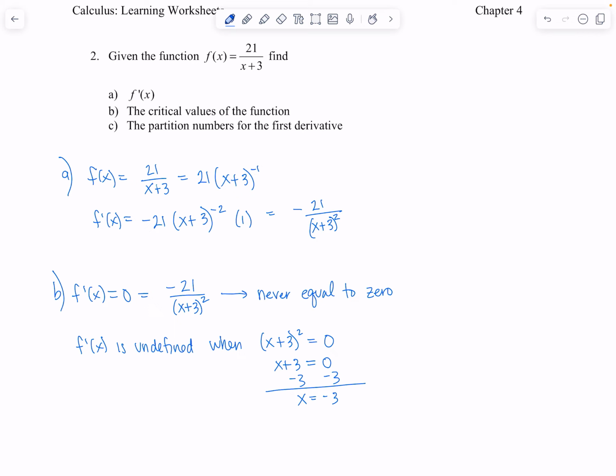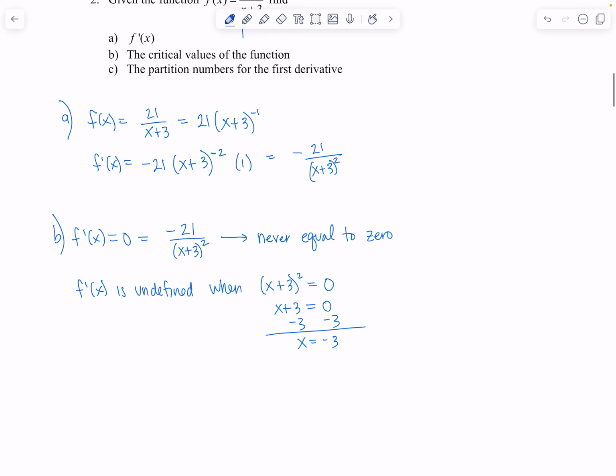Now, the thing about -3 is it's not in the domain of f. If we go back to our function and we plugged in -3, it's not in the domain. So we are not going to be using this as a critical value either. Not in the domain of f of x. So we end up not having any critical values.